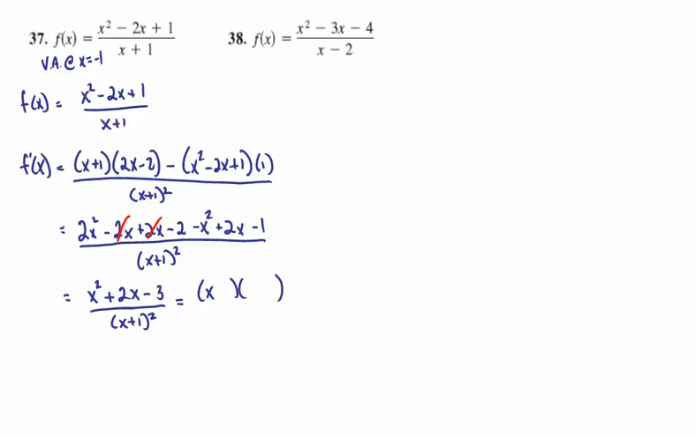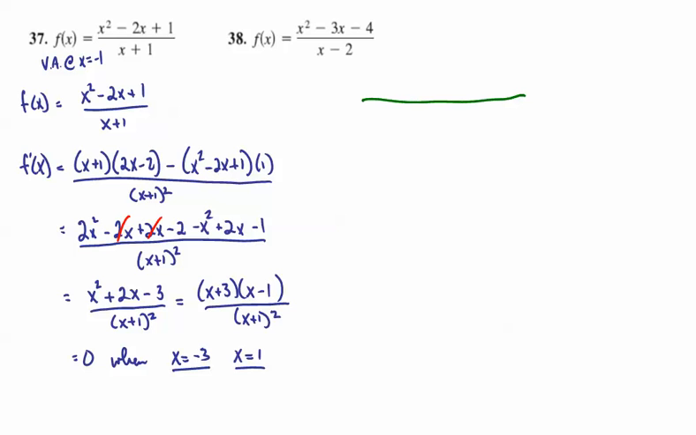And we'll have x plus 3 times x minus 1 over x plus 1 squared. And so we can see that will equal 0 when x is equal to -3 and x is equal to 1. X is equal to -1 is a vertical asymptote, so we're not going to worry about that, but it will go on to our sign chart.